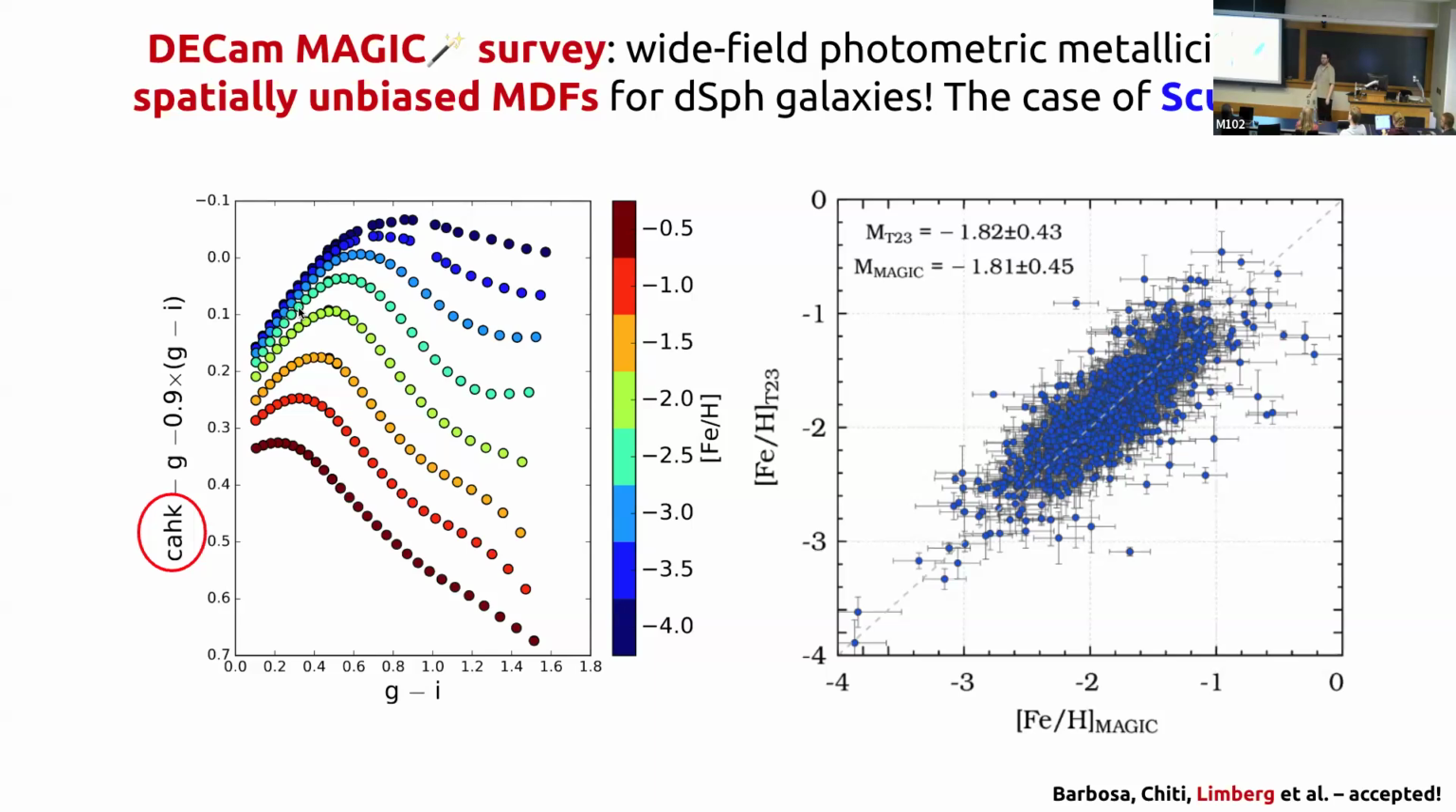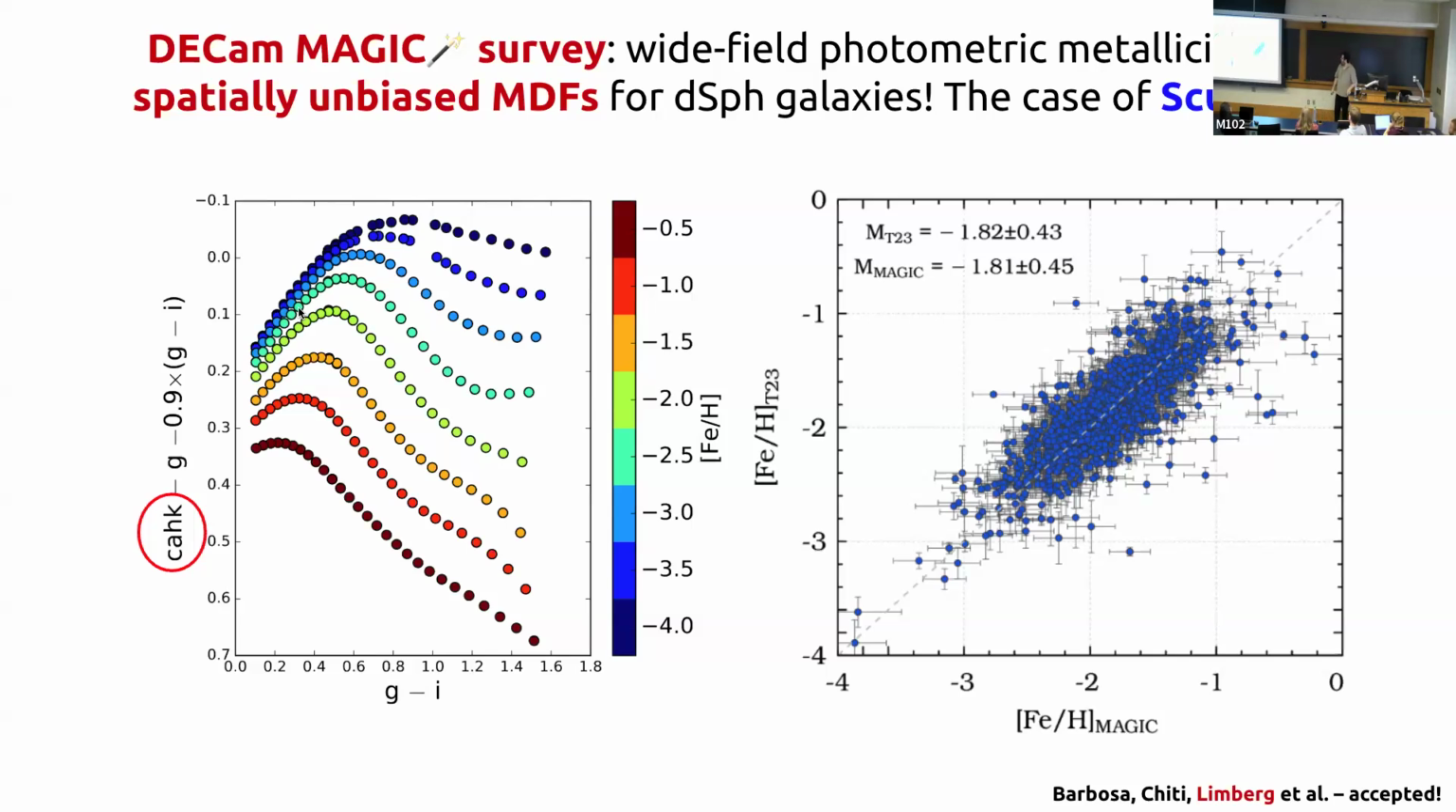And this happens to work really well, especially for dwarf galaxies. This is one paper that we just published. I think it's accepted right now. I don't know if it's published already, but it is on the arXiv. In this paper we studied one of these dwarf spheroidal galaxies, called Sculptor. Using these photometric metallicities, on the horizontal axis, we get a very good agreement with the spectroscopic ones, on the vertical axis. So it just works really, really well.